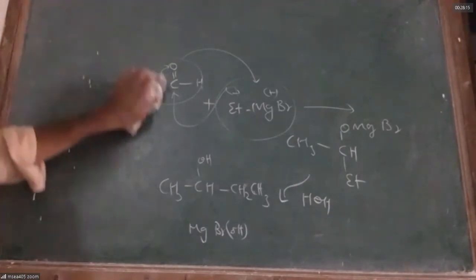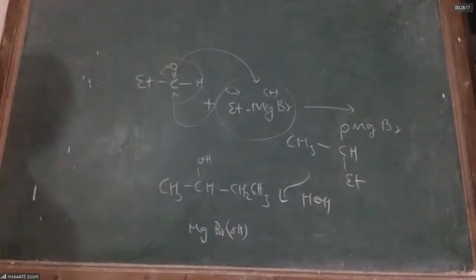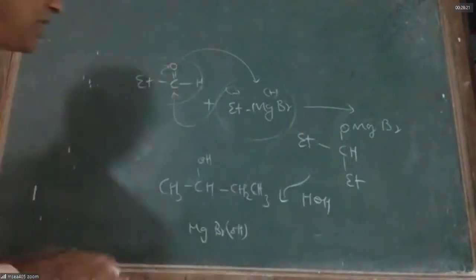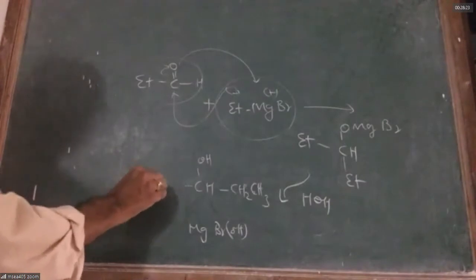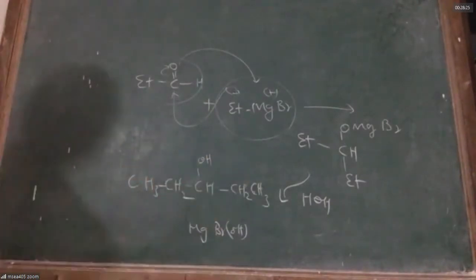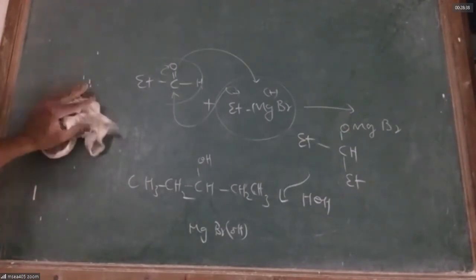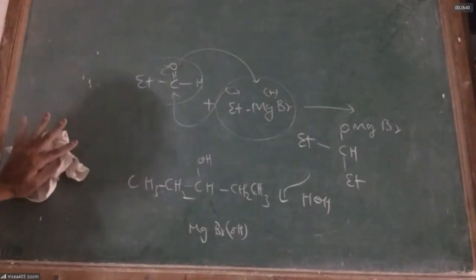Suppose here also you take ethyl group. Then here also you are having ethyl group. Then here also you have ethyl group. Then what is this alcohol? 3-pentanol. Is that clear with you? Yes, sir. So this is a general strategy to prepare secondary alcohol.